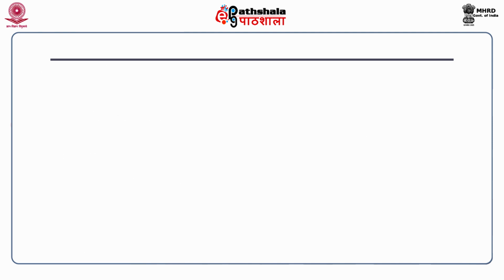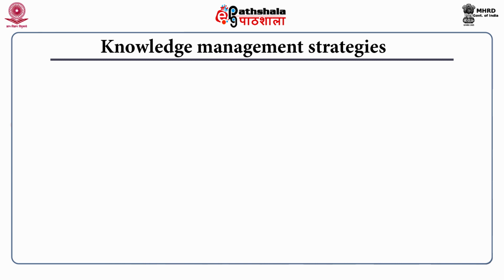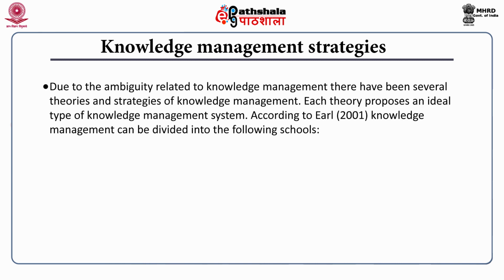Let us now understand some of the knowledge management strategies. Due to the ambiguity related to knowledge management, there have been several theories and strategies of knowledge management. Each theory proposes an ideal type of knowledge management system. According to Earle in 2001, knowledge management can be divided into the following schools.